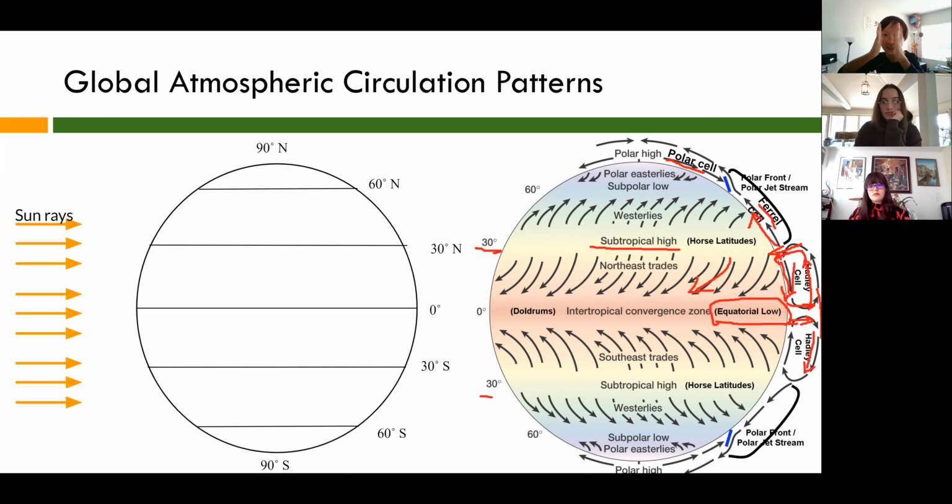Rising air at the equator hits the tropopause, spreads out, and then because of Coriolis and gravity, descends, and then comes back. So this is our Hadley cell. I hope that makes sense. You can picture that.